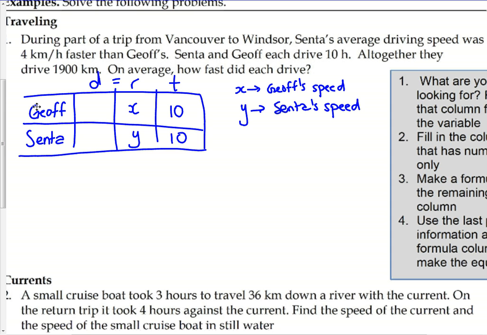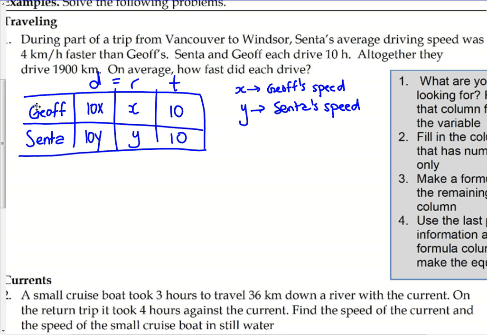So once you have that, the third box, we're going to use the formula. Always use the formula. So in the first box, we put in our variables. In the second, we put in our number. And in the third, we use a formula to fill it in. What's the formula that relates these? Distance equals rate times time. So rate times time, x times 10. How can you write that? 10x, and rate times time for Senta would be 10y.